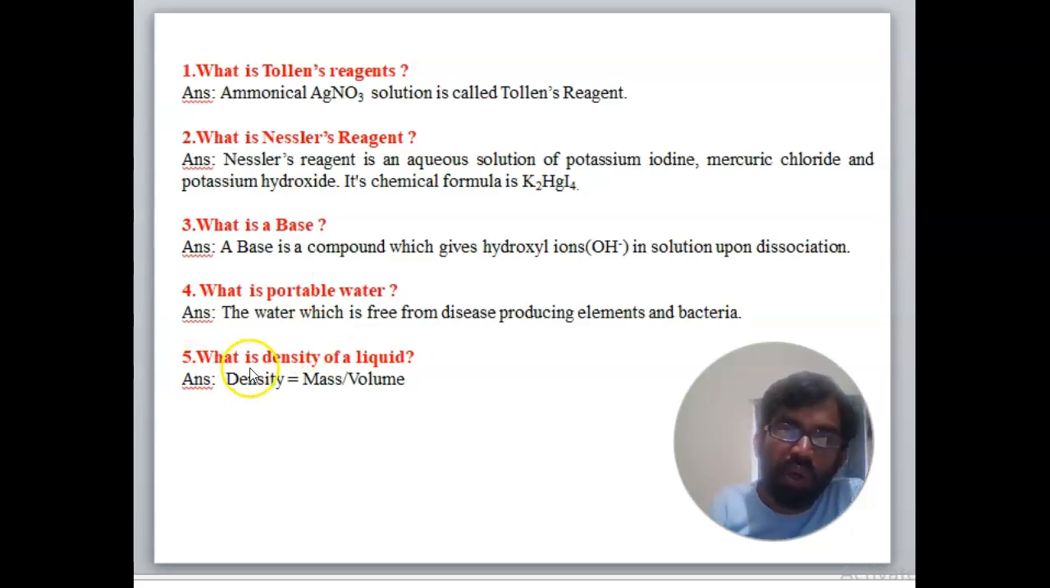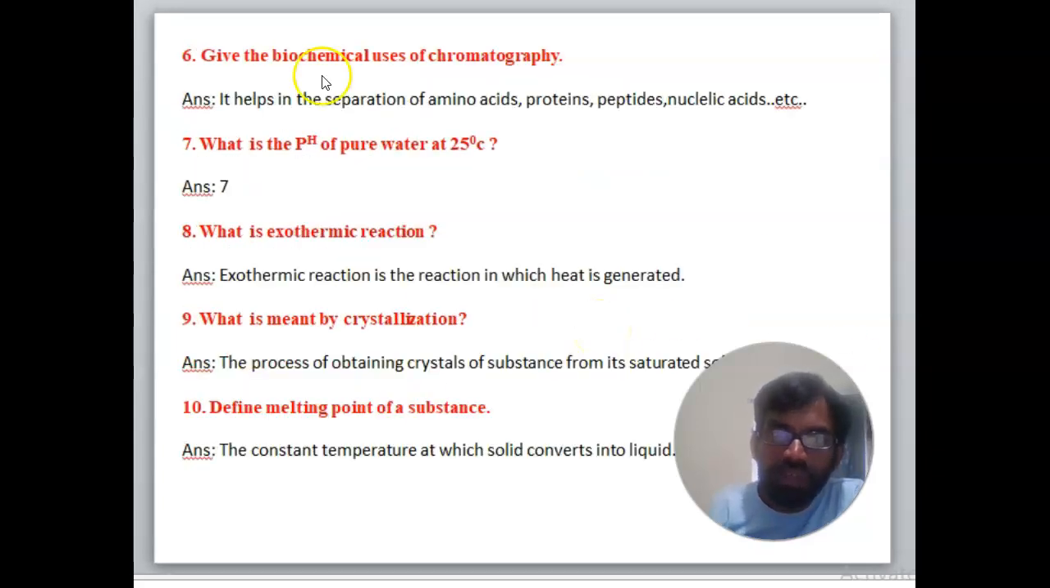Then the fifth question: what is the density of a liquid? The density is mass by volume. Simply we will say that is density. Now we can see the next slide, the sixth question: give a biochemical use of chromatography.